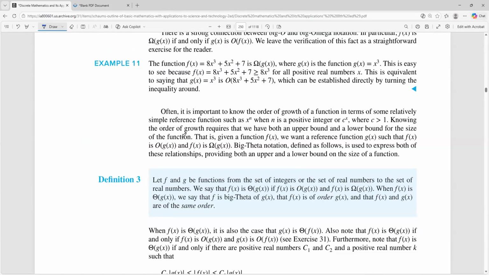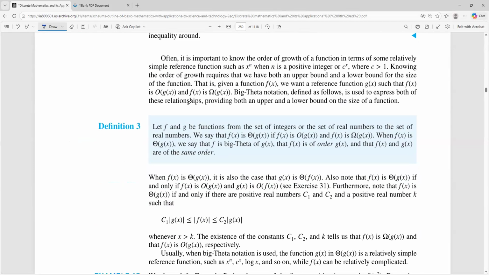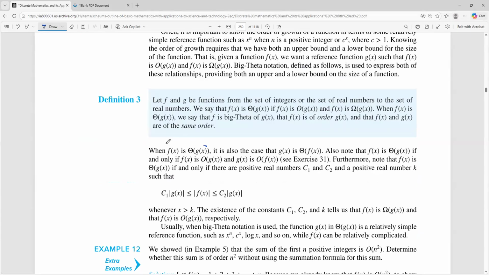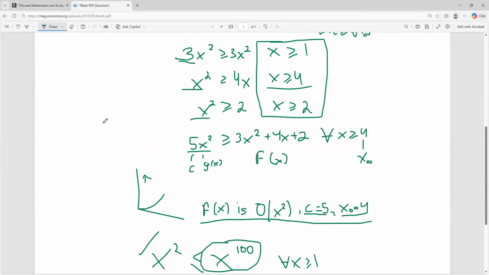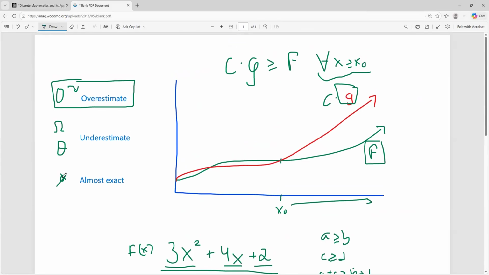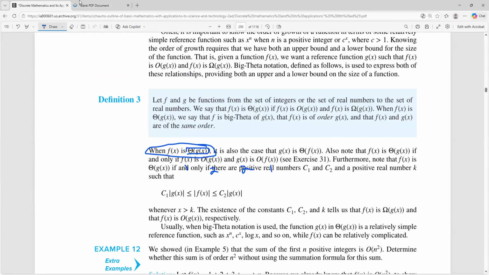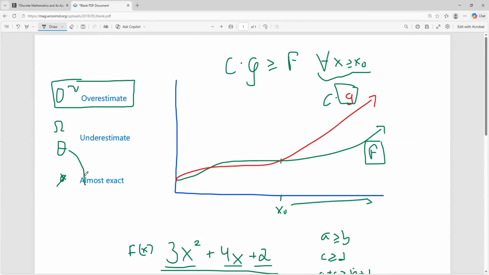And then you have big theta. I was wrong. Big theta is if you have big omega and big O. So if function one is big O of another function, and function two is big O of that first function, then they're both big theta. So this is not little o. This is big theta. Almost exact.